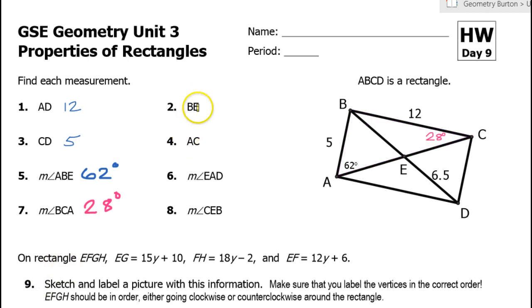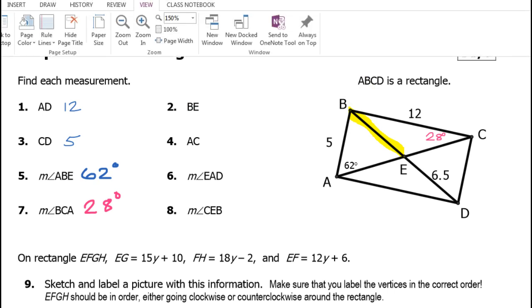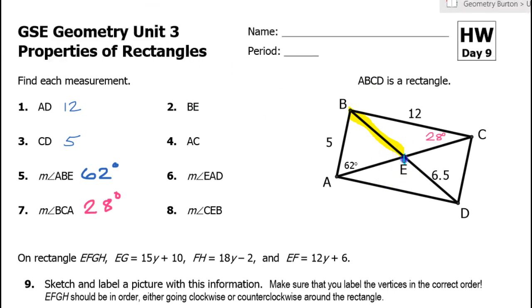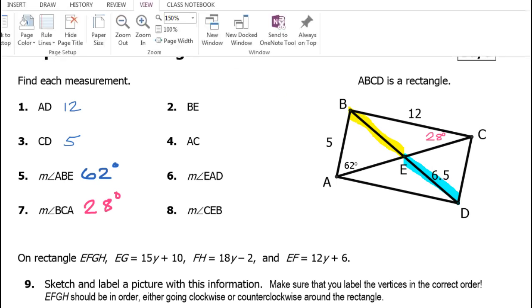Next, we're supposed to find the length of segment BE. Here is BE, and here is segment ED. These are two halves of the same diagonal. So since ED is 6.5, then BE must also be 6.5.